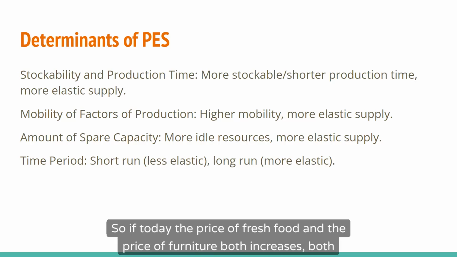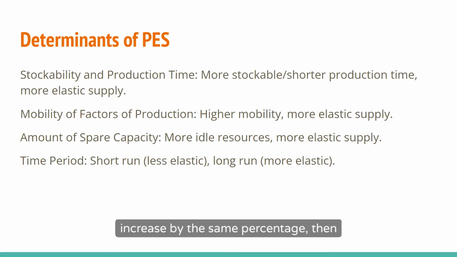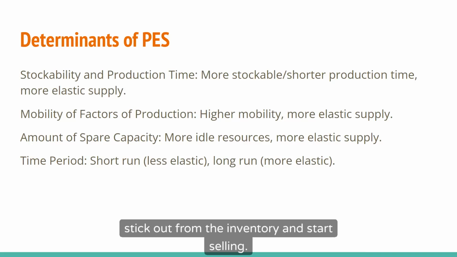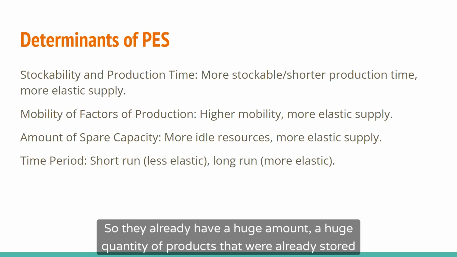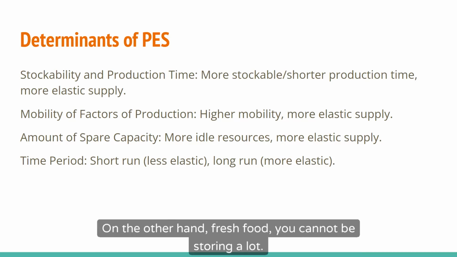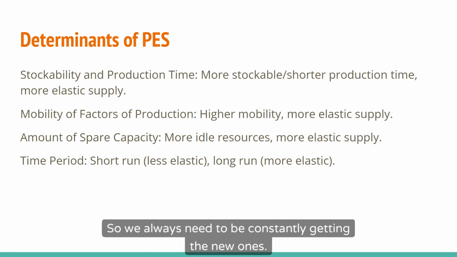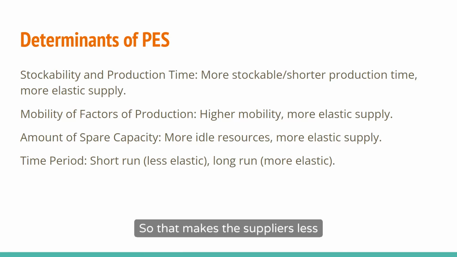So if today the price of fresh food and the price of furniture increases, both increase by the same percentage, then the furniture sellers are able to start selling much more because they can just take out from the inventory and start selling. So they already have a huge quantity of products that were already stocked and ready for selling. On the other hand, with fresh food, they probably wouldn't be storing a lot because these items go bad fast, right? So we always need to be constantly getting the new ones. So that makes the suppliers less ready to start selling.